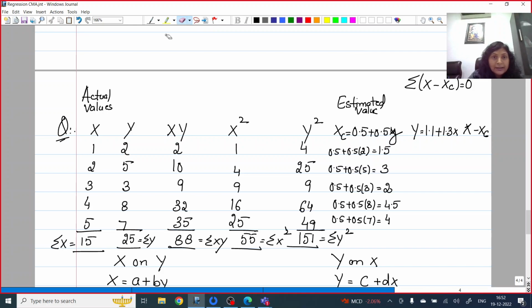So this is x minus xc, x is 1 and xc is 1.5, so this becomes minus 0.5. 2 minus 3, minus 1. 3 minus 2, 1. 4 minus 4.5, minus 0.5, and 5 minus 4, 1. So if we compute 1 minus 1.5, 2 minus 3, 3 minus 2, 4 minus 4.5, and then we have 5 minus 4.